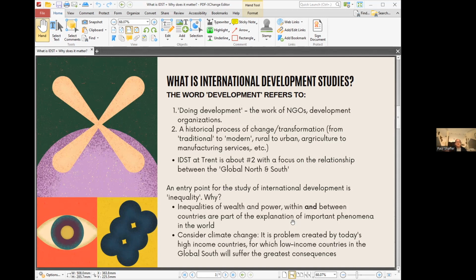But it's a phenomenon where the brunt of the harmful consequences are going to be borne by the global south, low income countries. And these are the same countries that have the least say when determining what to do about it in terms of global agreements. So otherwise stated, inequality is really quite integral to understanding climate change. That's one example.